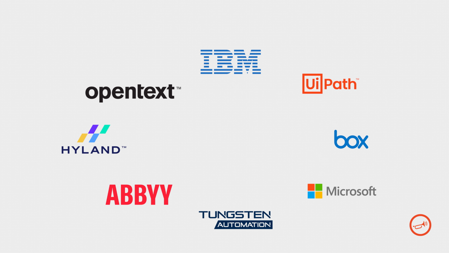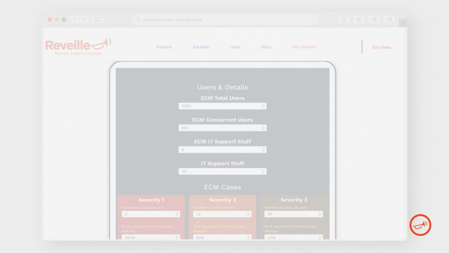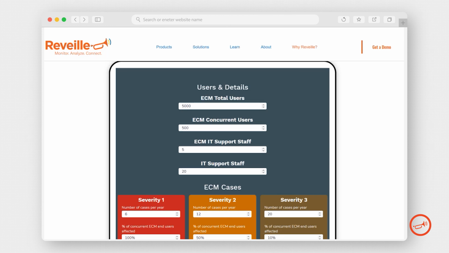When a business-critical ECM, IDP, or RPA system slows down or goes offline, the impact is immediate and expensive. The question is, how do you quantify this information? Where do you start? The Reveille ROI calculator tool was built just for this purpose. This calculator can be used for ECM or IDP purposes by helping you get a sense of the number of issues you are having and their frequency.